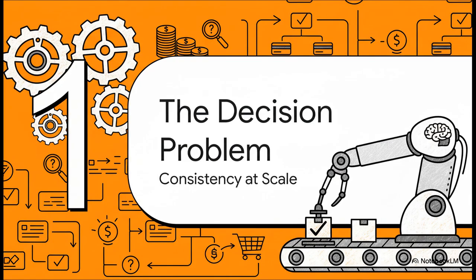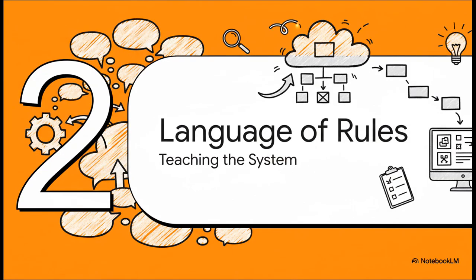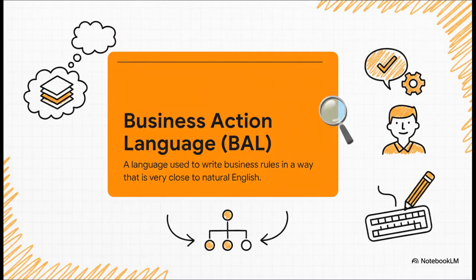We're talking about the massive challenge of getting consistency, but at a huge scale, making the exact right call every single time, thousands of times a minute. And the solution is found by, you guessed it, speaking the language of rules. It's all about teaching this system our business logic, not the other way around. And that language is BAL, which stands for Business Action Language.